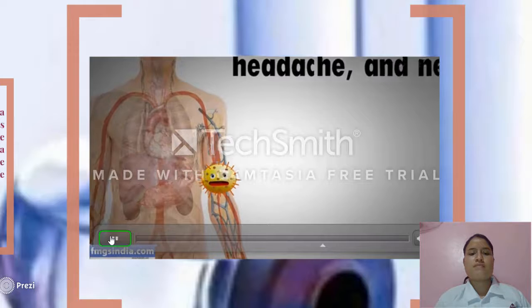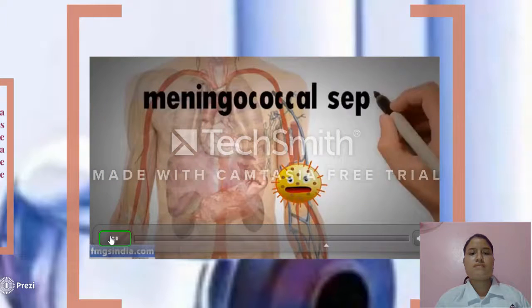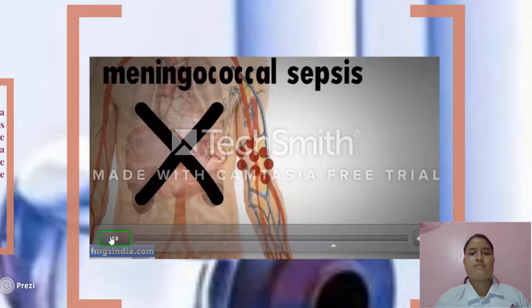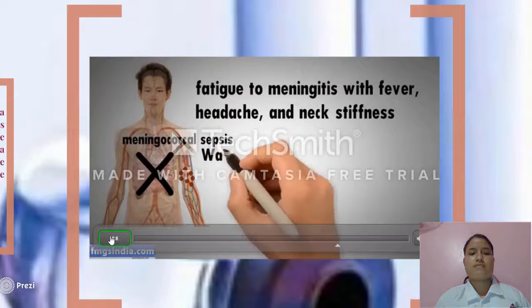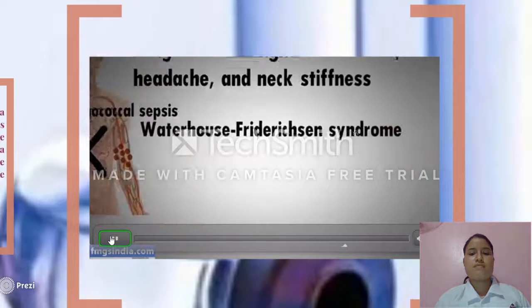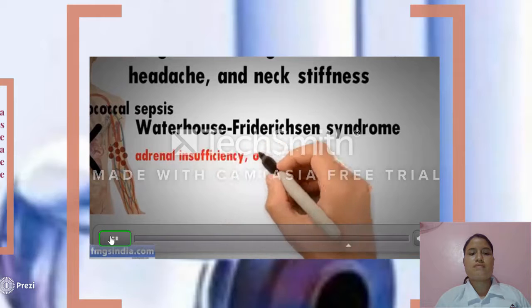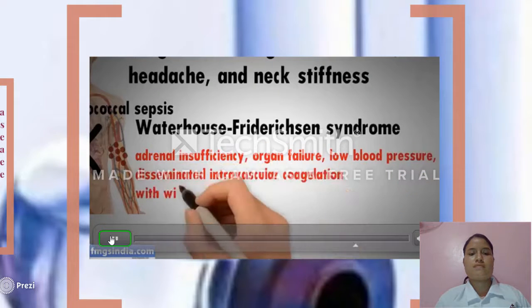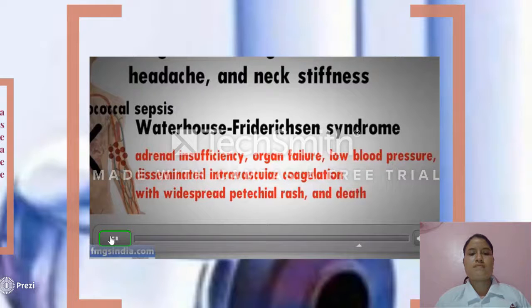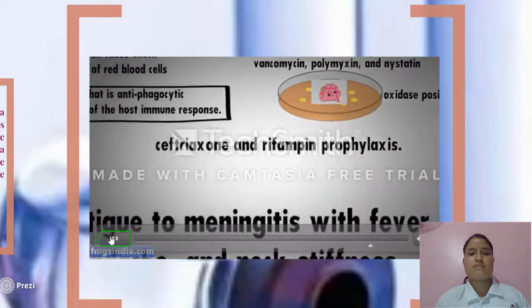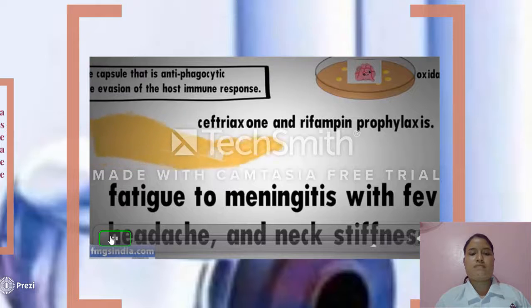If toxic levels of the endotoxin reach the bloodstream, meningococcal sepsis can develop, causing blood vessels to rupture and vital organs to rapidly shut down. Complications include Waterhouse-Friderichsen syndrome with adrenal insufficiency, organ failure, low blood pressure, disseminated intravascular coagulation with widespread petechial rash, and death. Treatment includes ceftriaxone and rifampin prophylaxis.